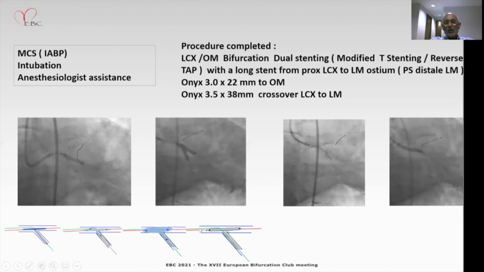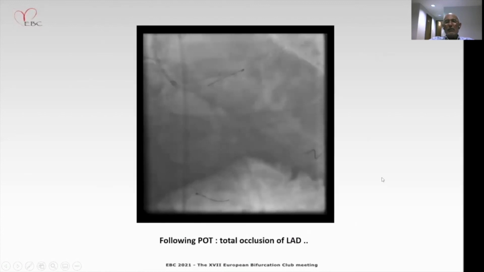So completing also the stenting or provisional stenting on the distal left main bifurcation, then we proceed to optimize the procedure with the POT in proximal circumflex and proximal left main, and then we recross to marginal and do second kissing balloon inflation, and again proximal optimization on circumflex and on left main.